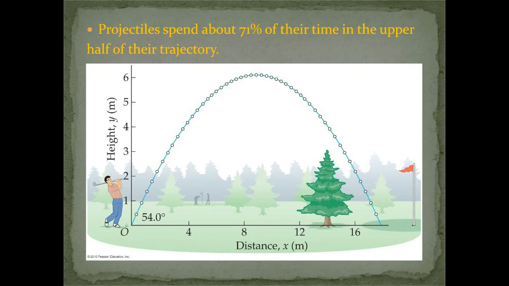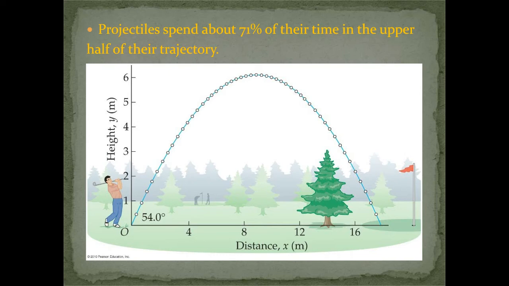All right, here is a golfer, and you can see the golf ball. It rises and then it falls. If you notice, as it gets towards the top of the trajectory, the ball is slowing down to a velocity of zero. It's where it's changing direction at the top, so its vertical speed at the top is zero. Since it's slowing down towards the top of the trajectory and then speeding up the other way, if you cut this trajectory in half, it actually spends about 71% of its time in the upper half of the trajectory. We call that hang time.